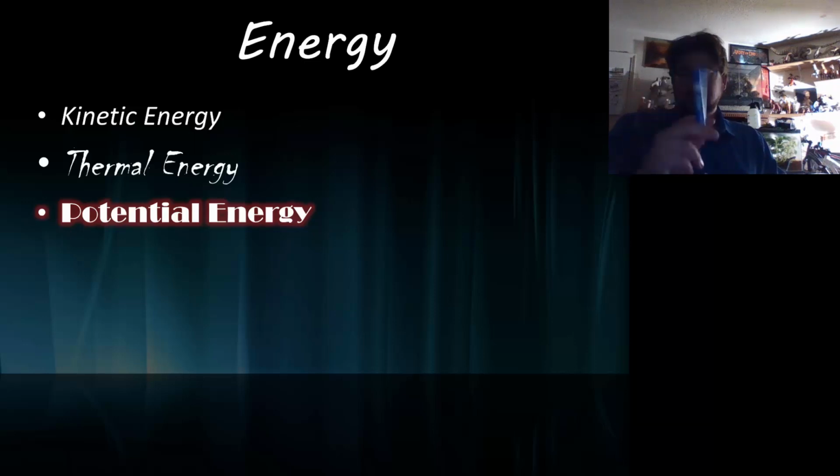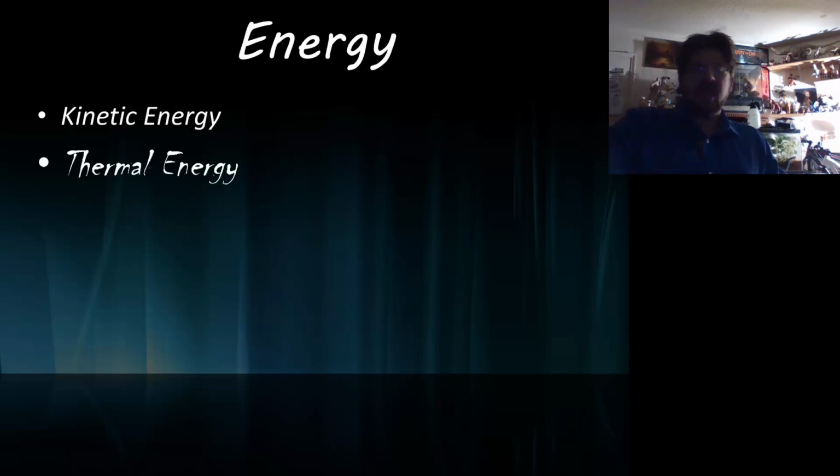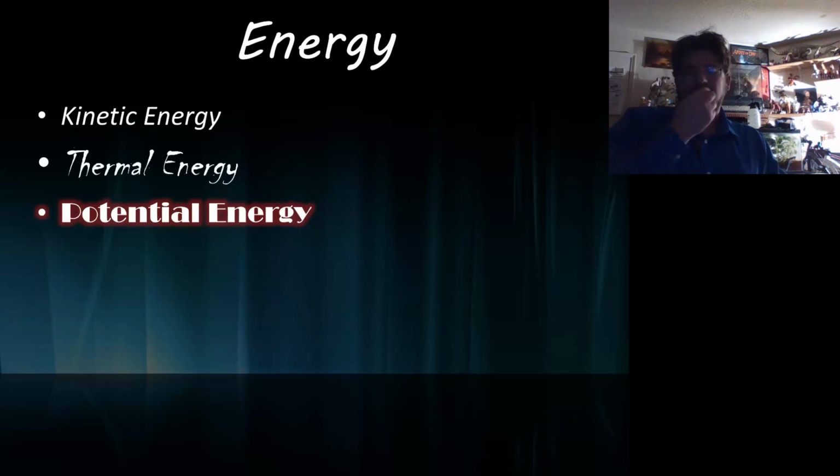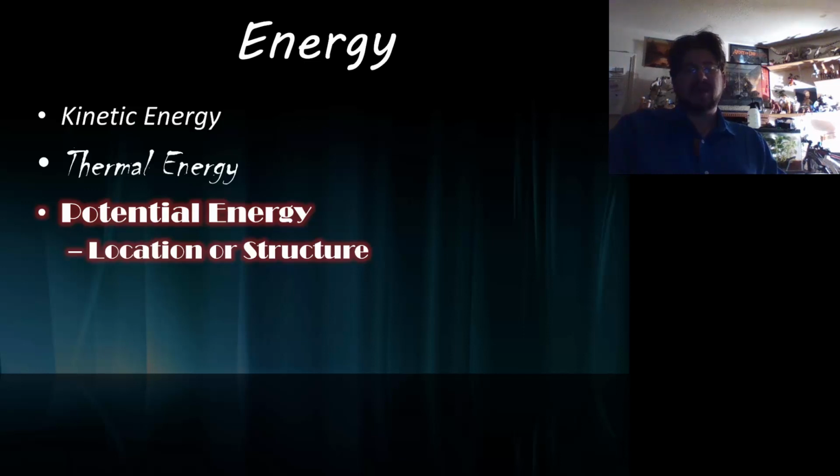So position can produce potential energy, and at the same time, structure can also produce potential energy. An unstable structure has high potential energy. Nitroglycerin can cause an explosion because nitroglycerin is so unstable. So that obviously holds a ton of potential energy. So, energy possessed by matter due to location or structure.